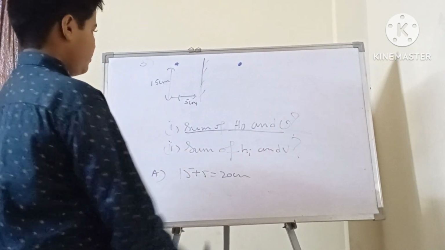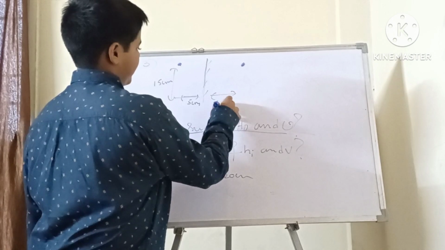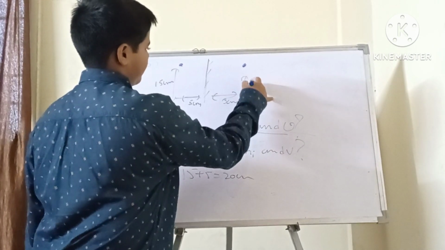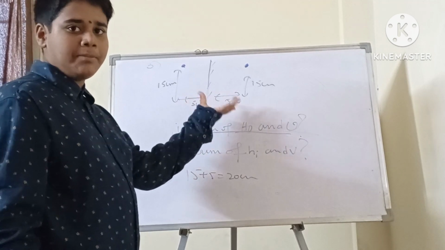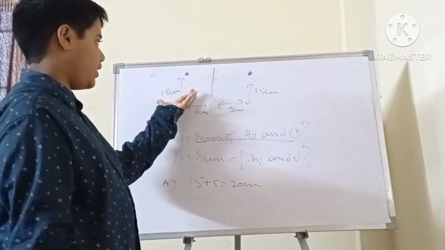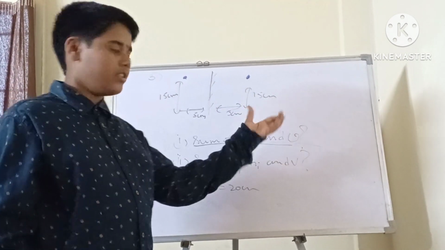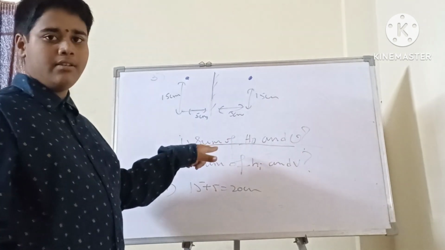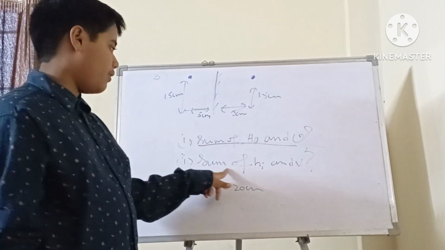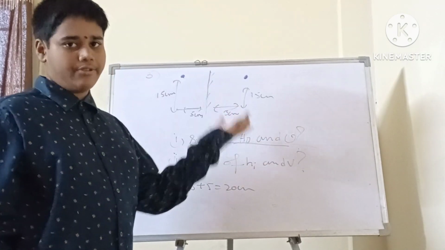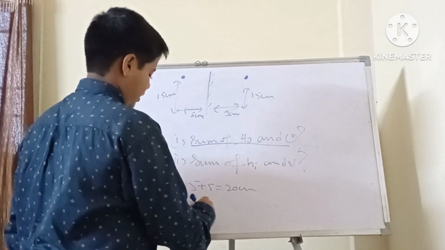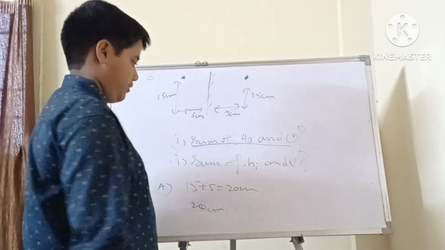Here this is also 5 centimeters and this is also 15 centimeters, because object distance and image distance are equal, and object height and image height are equal. So this is also 15 plus 5, 20. The sum of image height and image distance is 20. So the second one is also 20 centimeters.